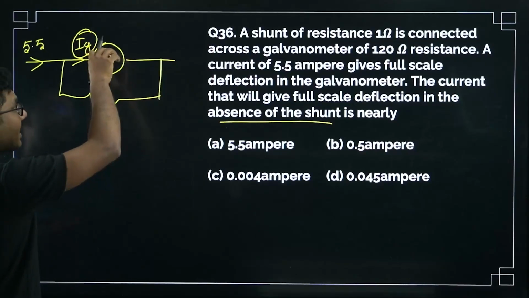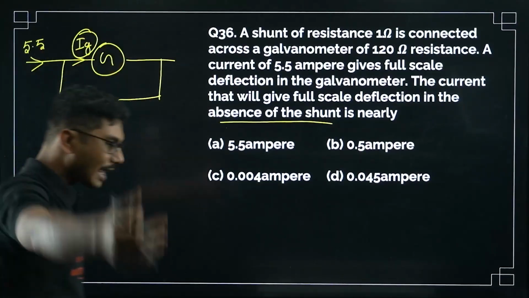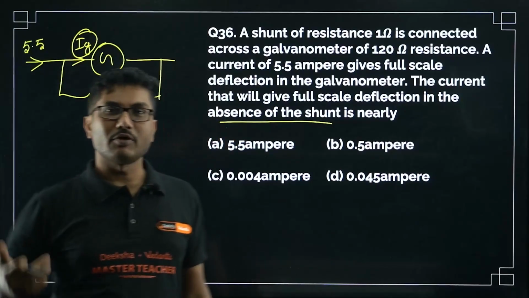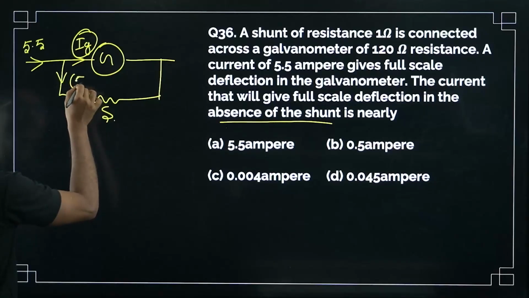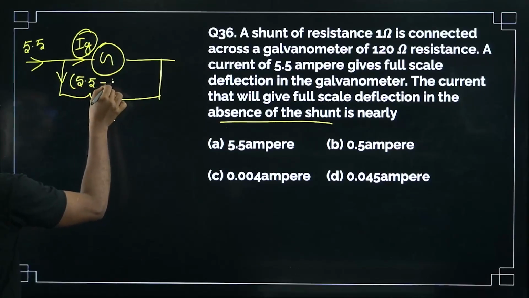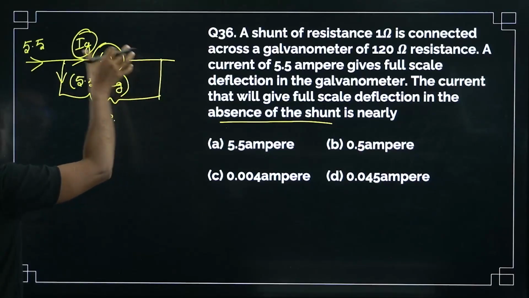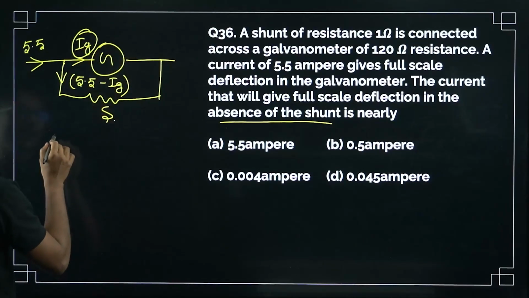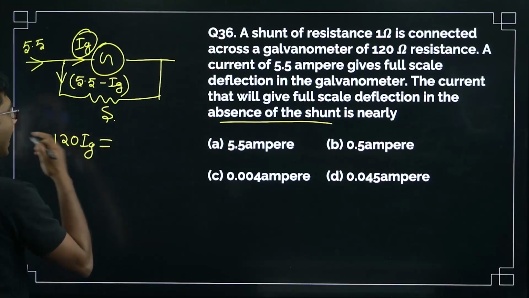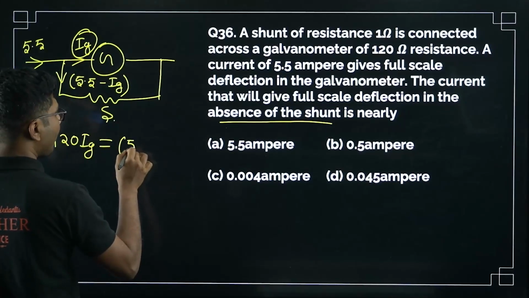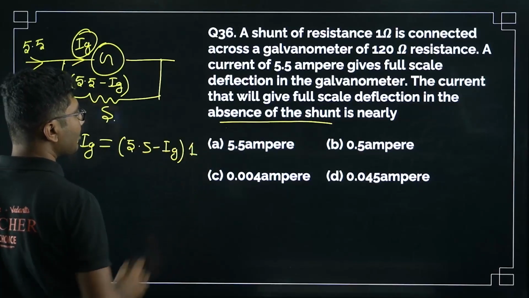This is the maximum current that can pass through the galvanometer, the maximum galvanometer current, and in the absence of shunt, that current is sufficient for full scale deflection. So what is the current through the shunt? Current through the shunt is 5.5 minus Ig. Now the potential across shunt and galvanometer are the same, so we can write 120 into Ig, that is the galvanometer potential, equals 5.5 minus Ig into 1, that is the shunt potential.